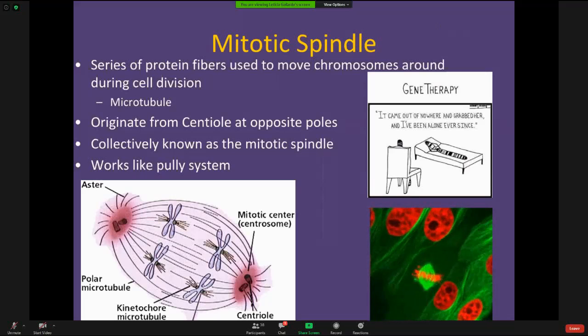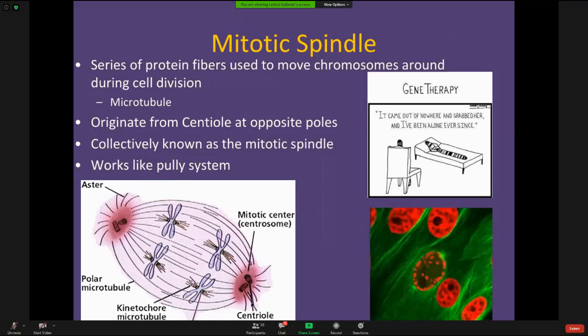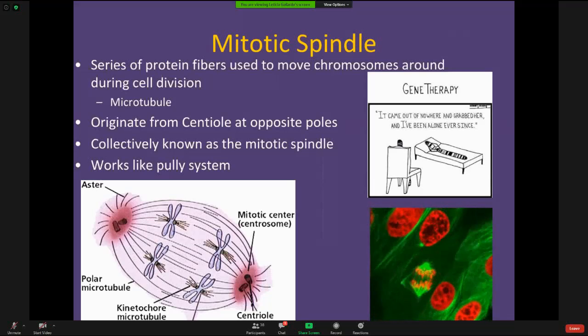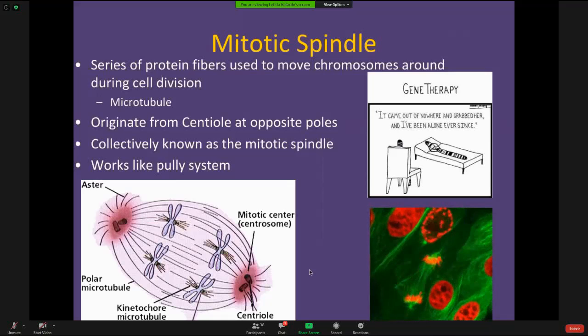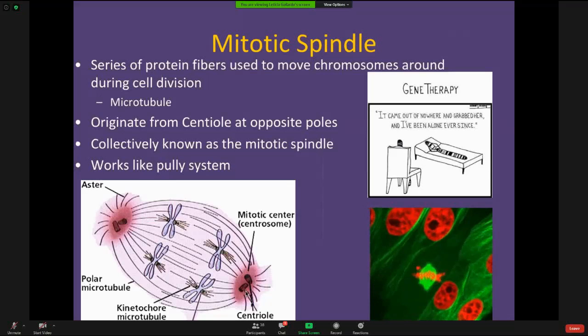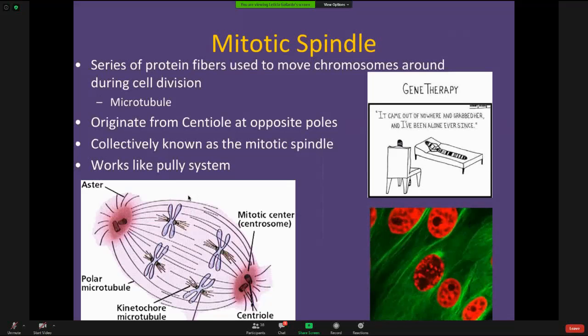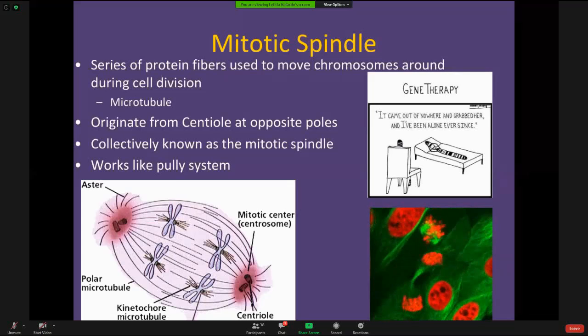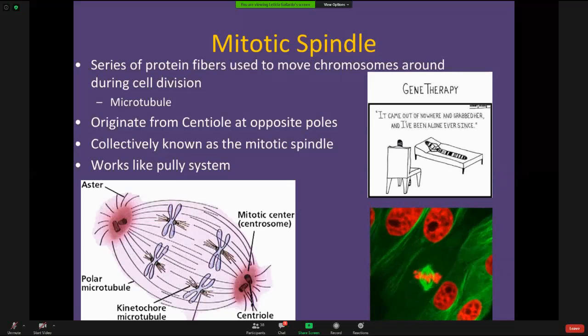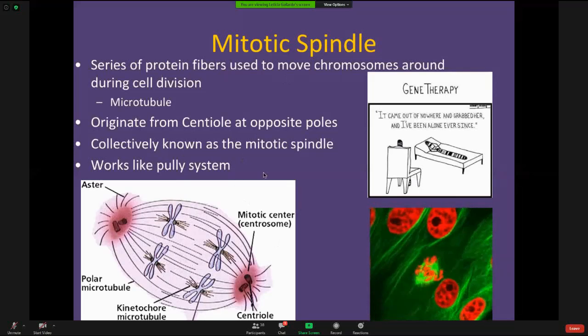You have a whole series of protein fibers that are going to be acting as a pulley system to separate those chromosomes around, to organize them and separate them. This series of proteins is called the mitotic spindle. So remember that animal cells have this centriole, and the centrioles during early stages of mitosis are going to migrate to opposite ends of the cell, and protein fibers are going to grow out of that centriole to make this structure called the mitotic spindle.